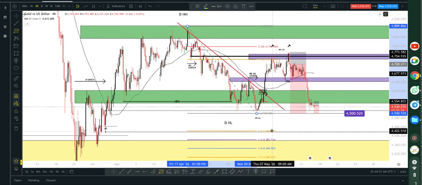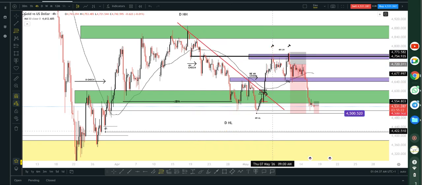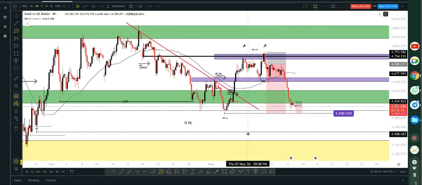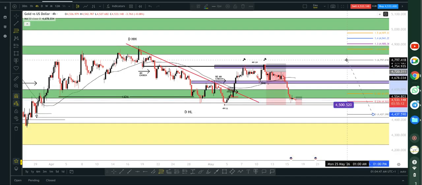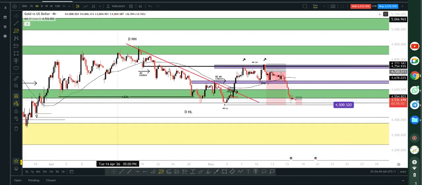It's a good one though. So let's see how it goes. Okay, I think that's that for gold for now. I have to target 4,500 and 4,000. So we still have a lot of move on gold this week.